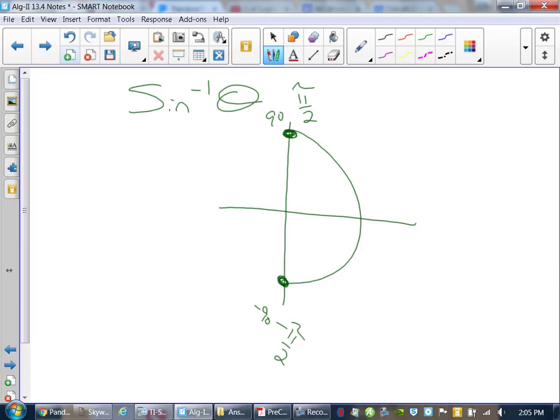The ordered pair at 90 is 0, 1. Here it's 0 and negative 1. At 0, it's 1 and 0. So a couple of things that you know right away is that an angle that has a sine of 1 is 90 degrees. Because sine is opposite over hypotenuse. At 90 degrees, your opposite and your hypotenuse are always the same thing. That's why it's equal to 1.